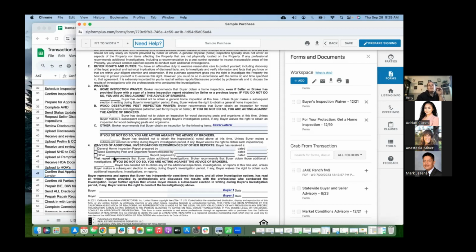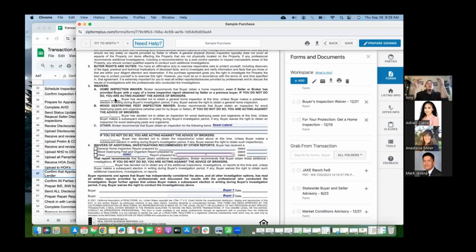or if it was the sellers who had the inspections done and there were further inspections recommended, you could note it there. So we have a general home inspection report prepared by blank, dated. We have a wood destroying pest organisms report prepared by blank and dated. So you're going to put whoever did that report or other report. You're going to put in the type. So maybe this was the HVAC report prepared by, you put who and what date. This report recommends that buyer obtain additional investigations. Broker recommends that buyer obtain those additional investigations. If you do not do so, you are acting against the advice of the brokers.